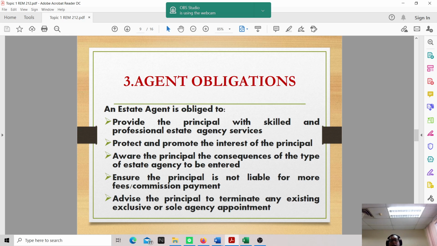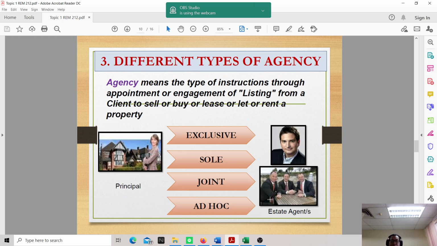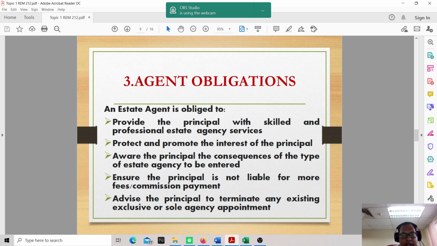Okay. So that's it for today. The next topic, on the different types of agency, we'll cover next week. And if you have any questions, you can ask me in the WhatsApp group, message me personally, or even in the Padlet. Okay. So I will end this lecture for this week.